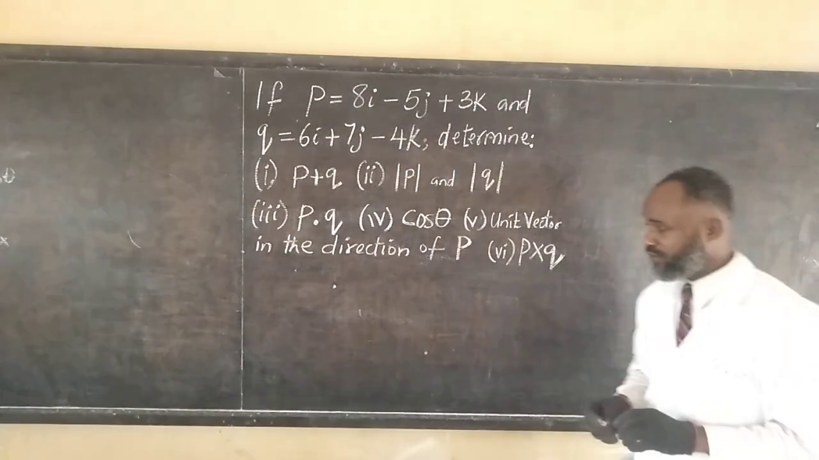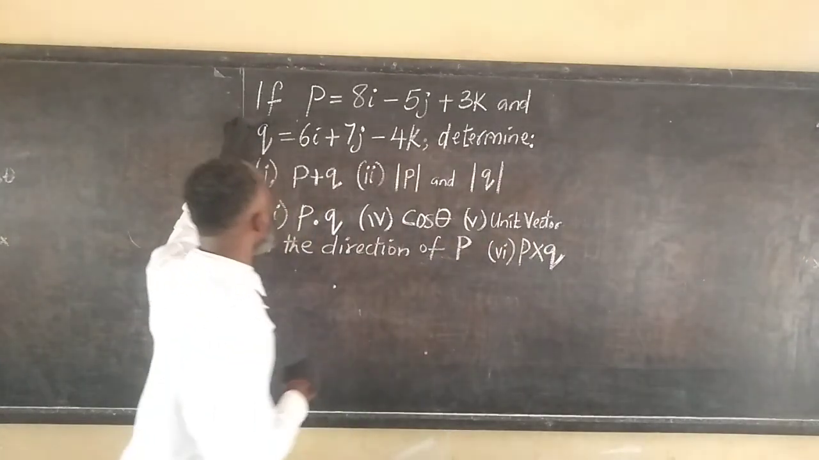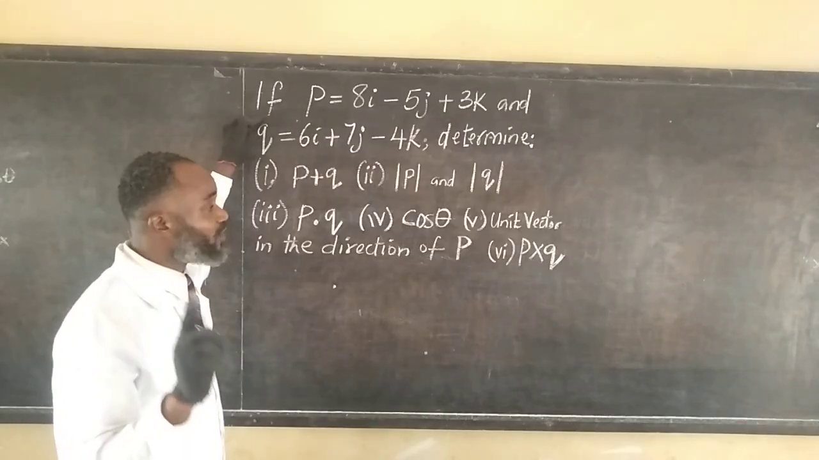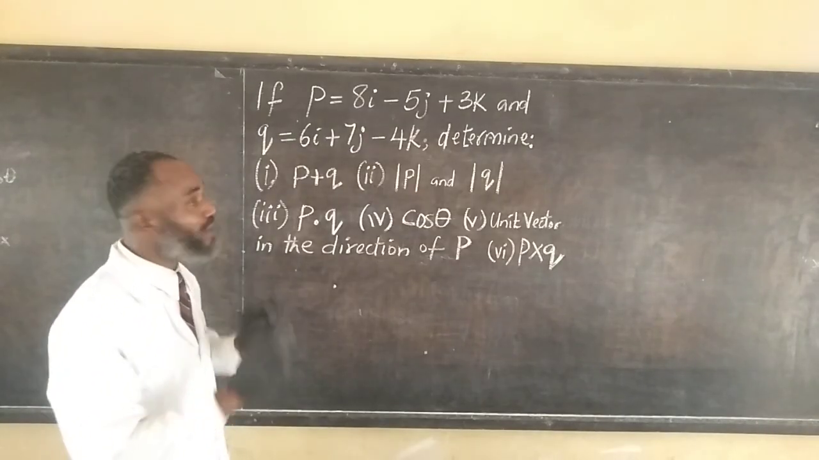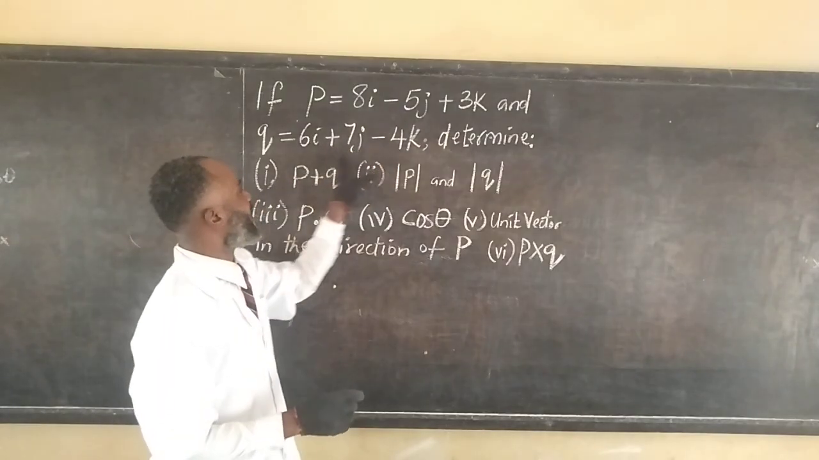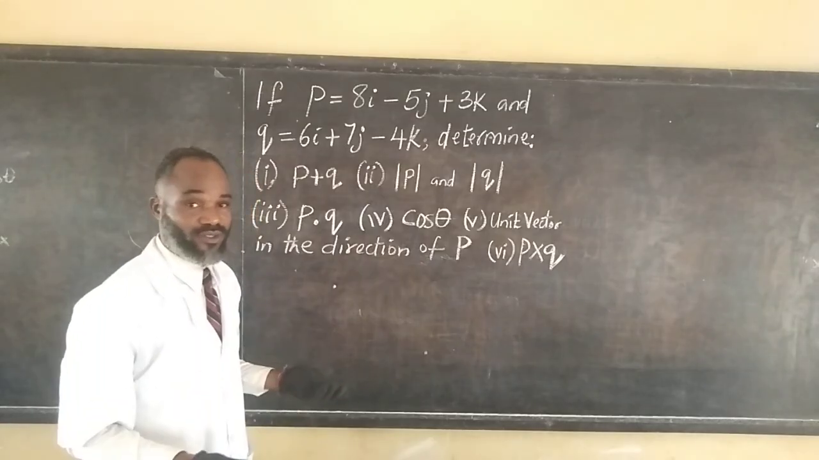So what we need to do is very simple. They say if. Look at this. The question is very simple but technical. Technical in the sense that you must take into consideration all these I, J, K that represent different aspects of vectors, right?